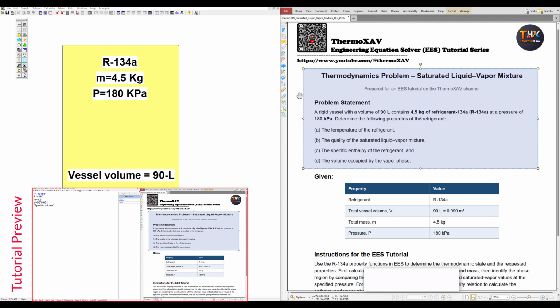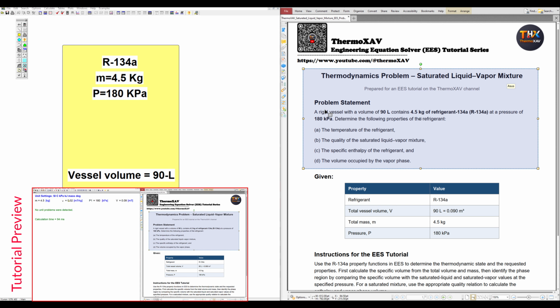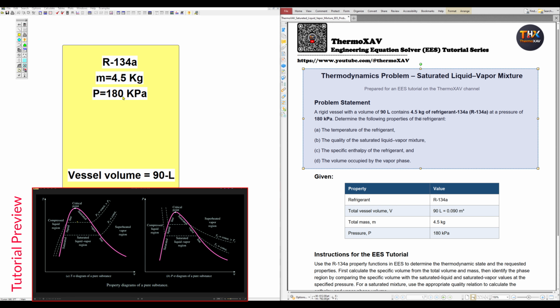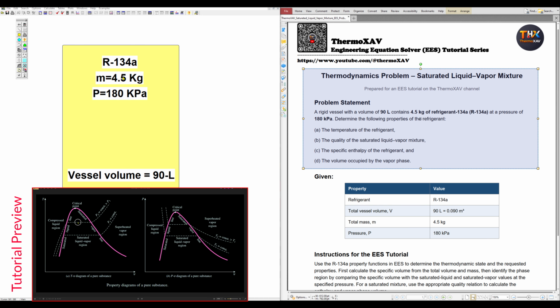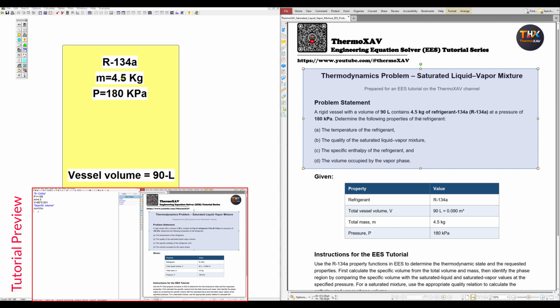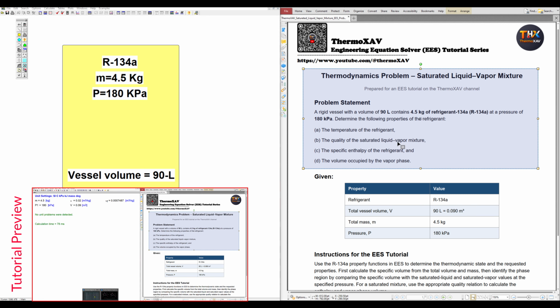In today's video, we are going to determine the saturated liquid vapor mixture properties for a specific problem here. As you can see, we have a rigid vessel with a volume of 90 liters, containing 4.5 kilograms of R134A at a pressure of 180 kilopascal. So today we are going to determine the following properties of this refrigerant: temperature, quality of the saturated liquid vapor mixture, specific enthalpy, and finally the volume occupied by the vapor phase.